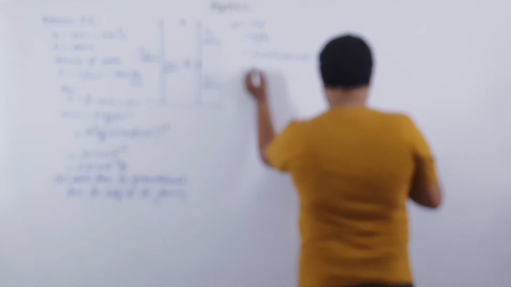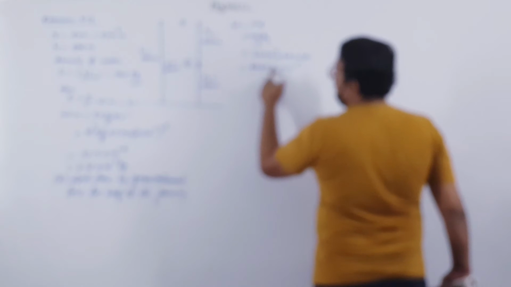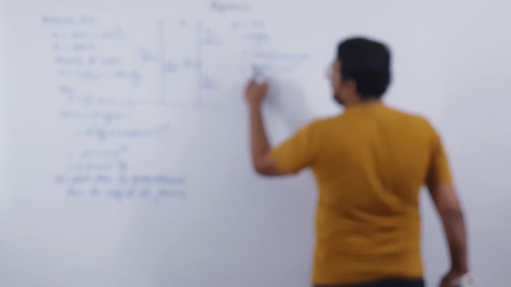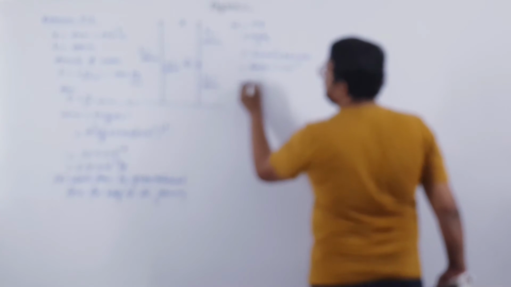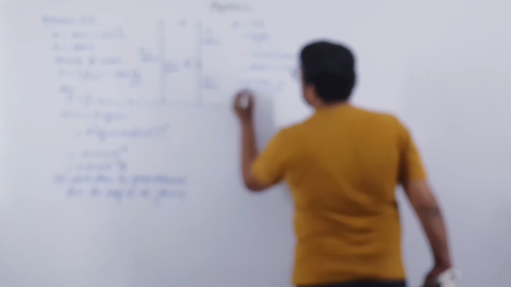So 3.35 into 9.8 into 250 will give you 8207.5 into 10 to the power minus 5. So shift 5 points on the left hand side: 1, 2, 3, 4 and 5. So this is 0.082 Joule.